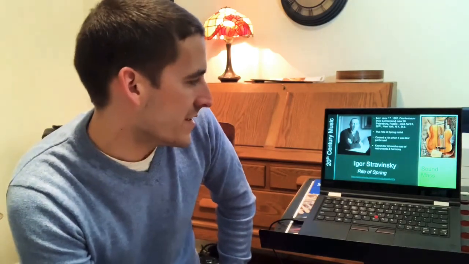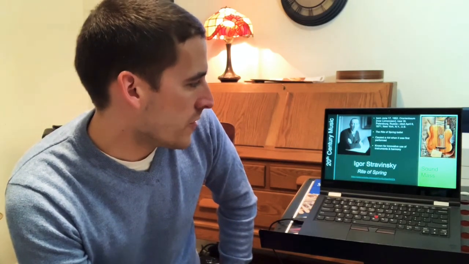Igor Stravinsky, probably one of the most well-known composers of the 20th century. His piece, Rite of Spring, caused kind of a near riot at its opening. This was a ballet, so when you see it performed on the video, it's just the orchestra performing it, but this one was presented in France as a ballet.